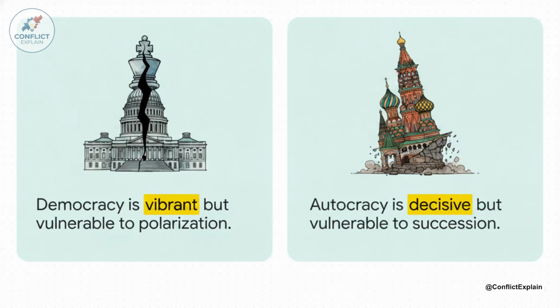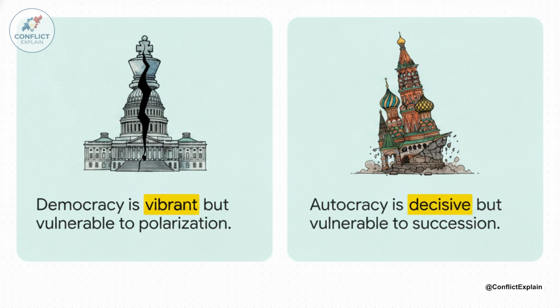Looking at the kings of the board, Jiang points out that the US political system, democracy, is highly vibrant and deeply creative, but its ultimate weakness is severe internal polarization. So the way an adversary defeats the US isn't through some direct military invasion, it's by pushing that existing polarization into total civil paralysis. On the flip side, Russia's king is an autocracy.